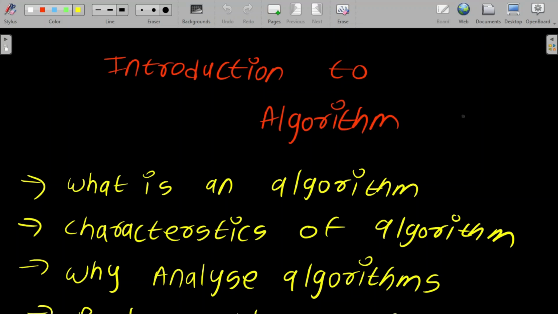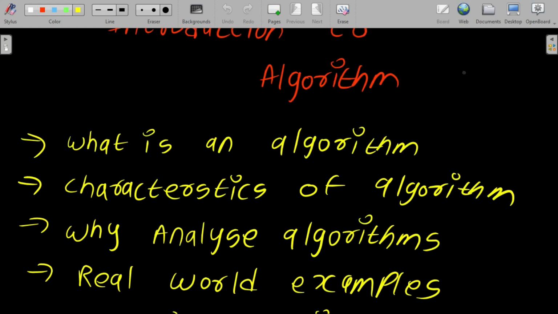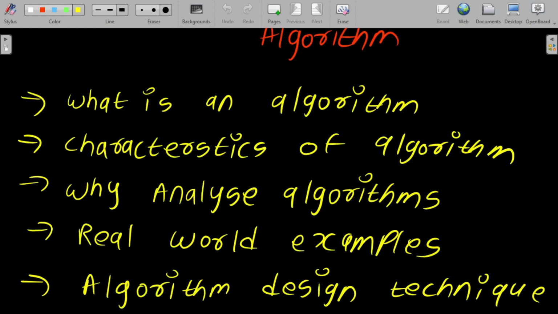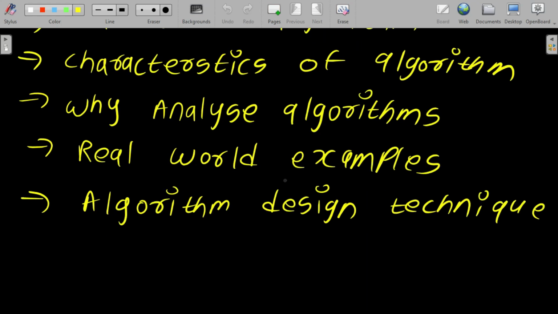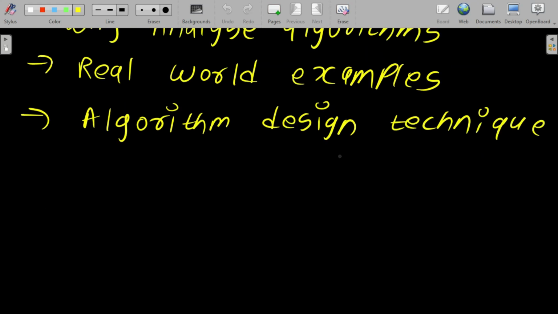So in this lecture we are starting one of the most important subjects in computer science, design and analysis of algorithm. So if you are preparing for GATE, placements, coding interviews or competitive programming, this subject is extremely important. In this lecture, we will learn what is an algorithm, characteristics of algorithm, why we analyze algorithms, some real world examples and algorithm design techniques. So without any delay, let's begin.